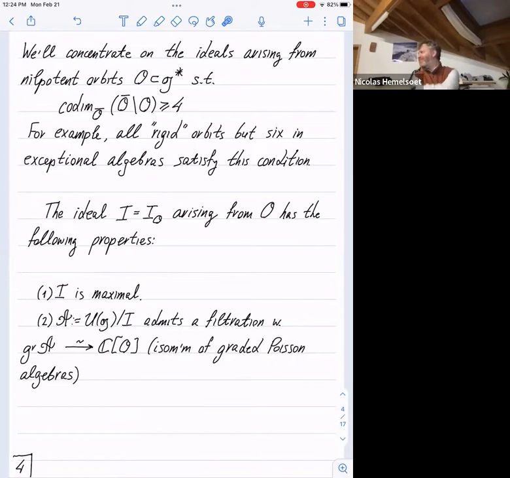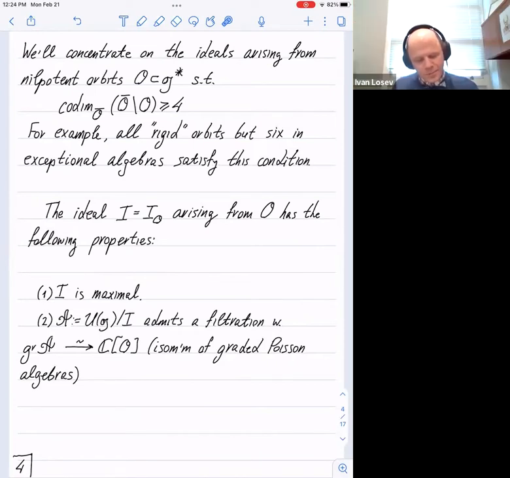So I want to impose an additional assumption. I want to start with a nilpotent orbit O in G, and I want the codimension of the boundary to be at least 4. Okay, that's a fairly restrictive assumption. However, if we care about the so-called rigid orbits, rigid means that this cannot be induced by Lusztig-Spaltenstein induction from an orbit in a proper Levi. You can also call them cuspidal if you wish. Then all rigid orbits but 6 in the exceptional Lie algebras satisfy this condition.